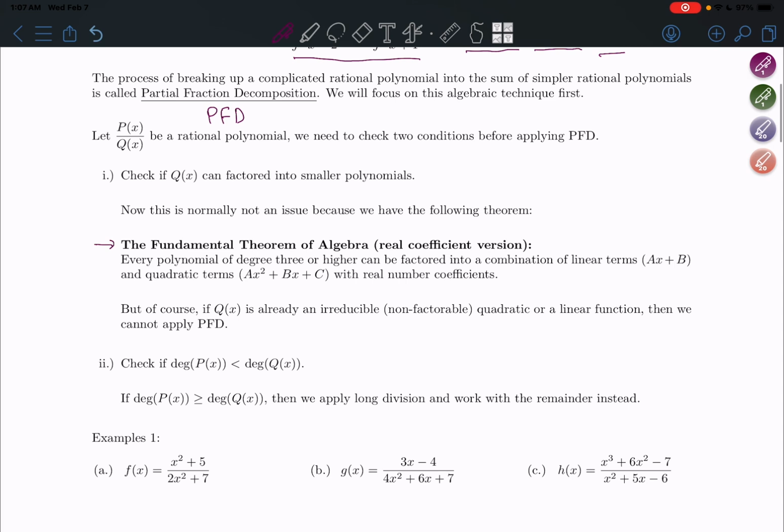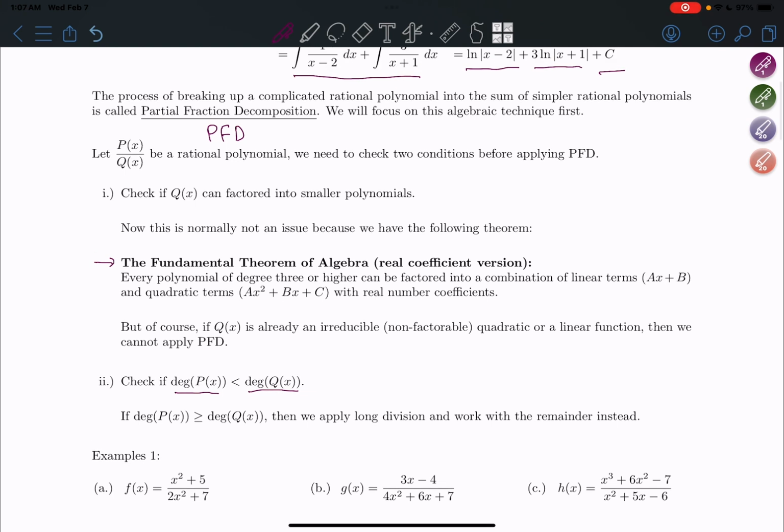Case number 2 is you actually have to check if the degree of the top is less than the degree of the bottom. We know the degree of a polynomial is simply the highest power of x. So if the numerator has a higher power, then we actually have to do long division. If you do long division and, for some reason, it divides out completely, then the rational polynomial is just equal to an actual polynomial.